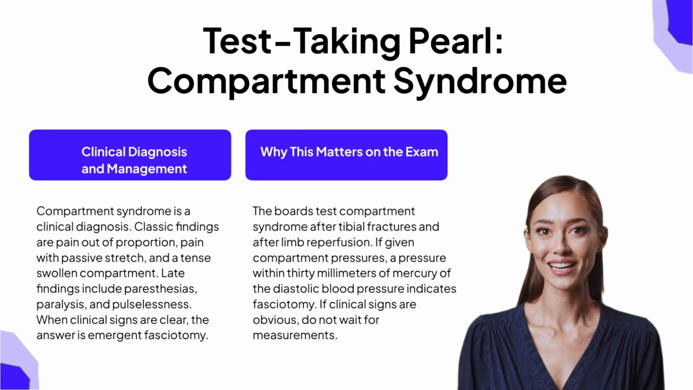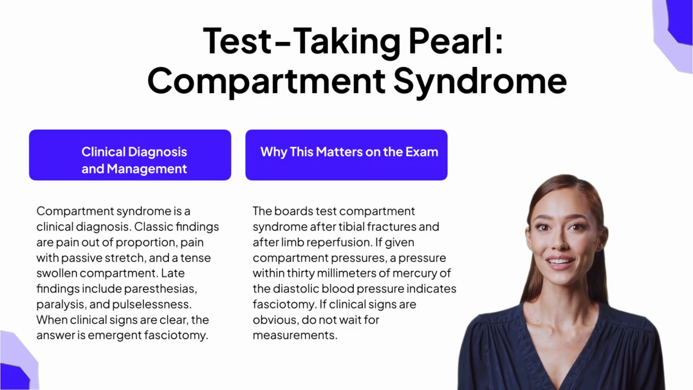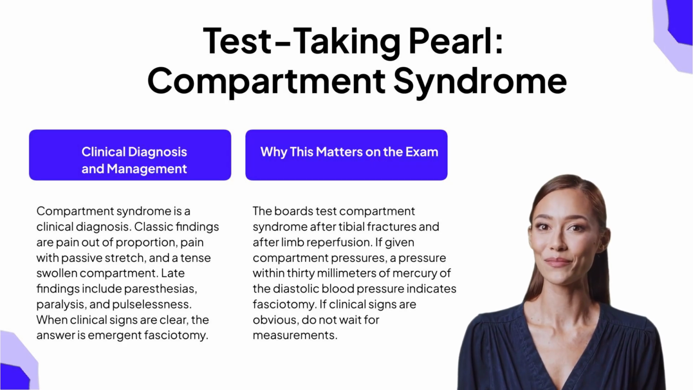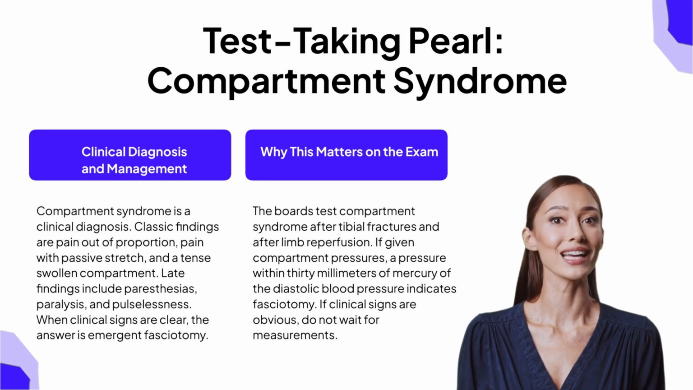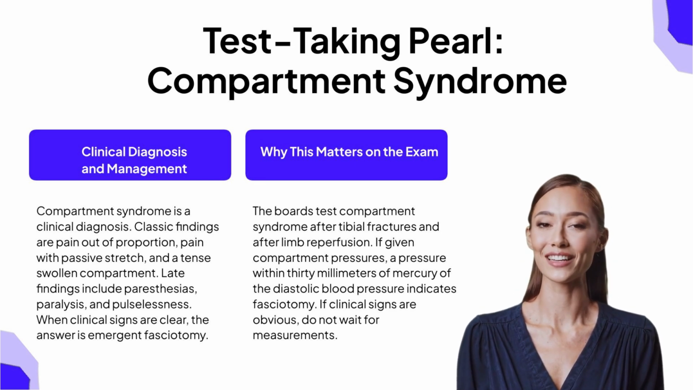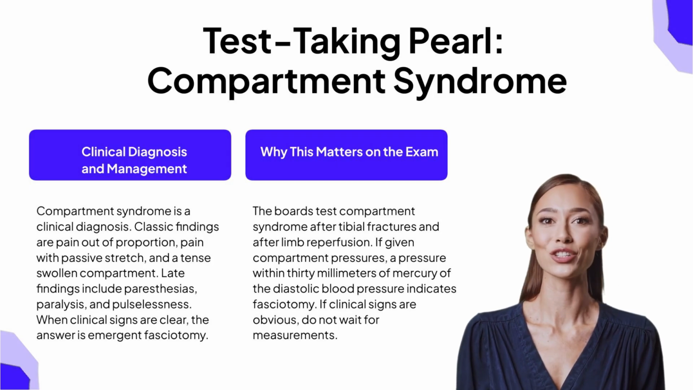Our final test-taking pearl is about compartment syndrome. This is a clinical diagnosis and a true surgical emergency. The most important thing to remember is that compartment syndrome presents with pain out of proportion and pain with passive stretch. These are the earliest and most reliable findings. Late findings like pulselessness and paralysis mean you have already waited too long.